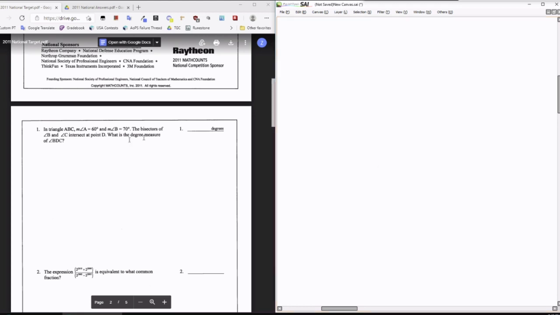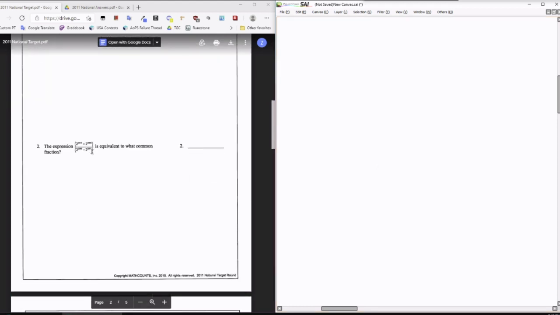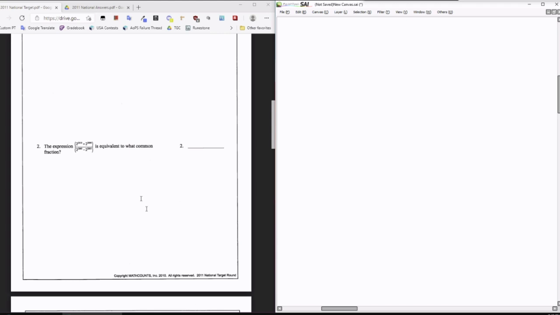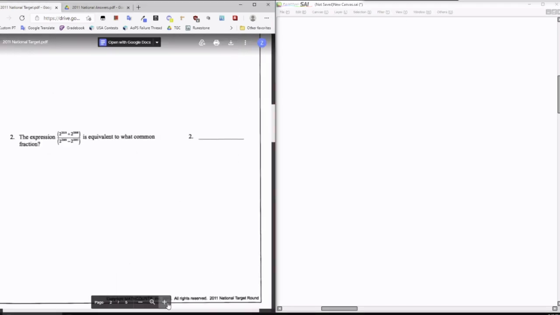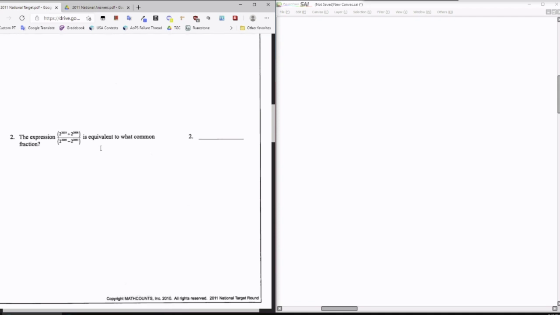That was fairly easy. Number two, the expression. Oh wow, that's kind of small. It doesn't give it much clearer. The expression 2 to the 2010 plus 2 to the 2008 over 2 to the 2005 minus 2 to the 2003 is equivalent to what common fraction?